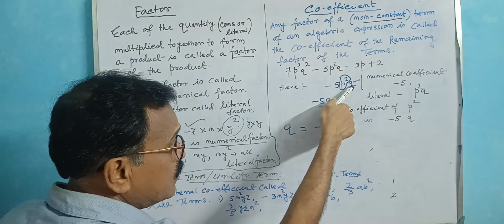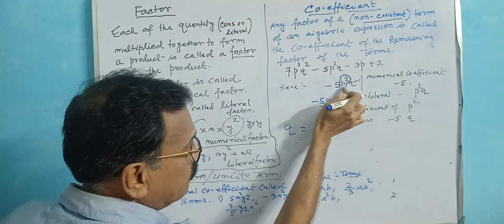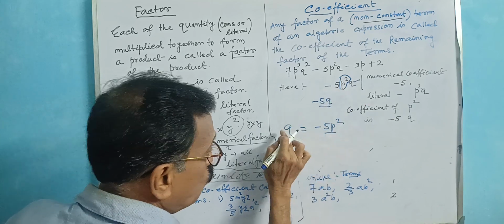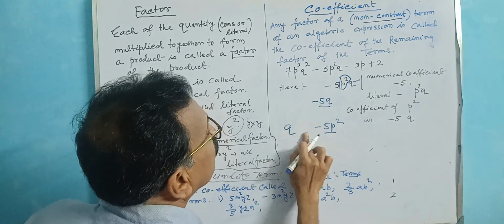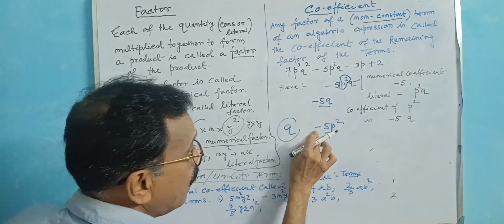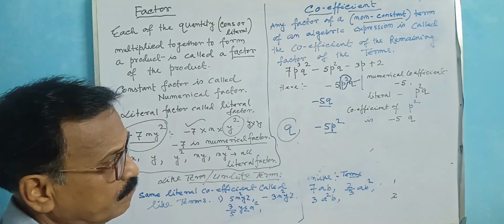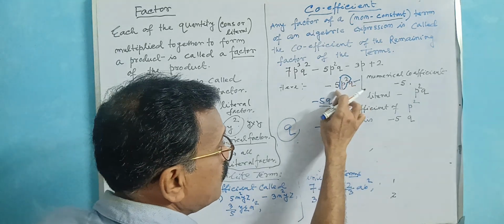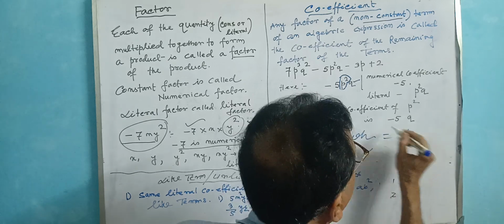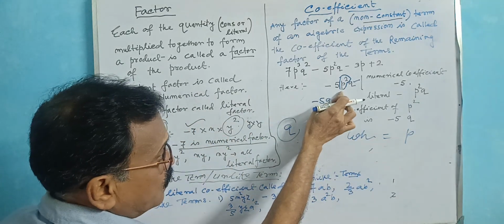What is the coefficient of k? Leaving this q out, what is the remaining? Minus 5q square. So coefficient of q is minus 5p square. Coefficient of p square is minus 5p. So what is the coefficient of p? What is the coefficient of p?